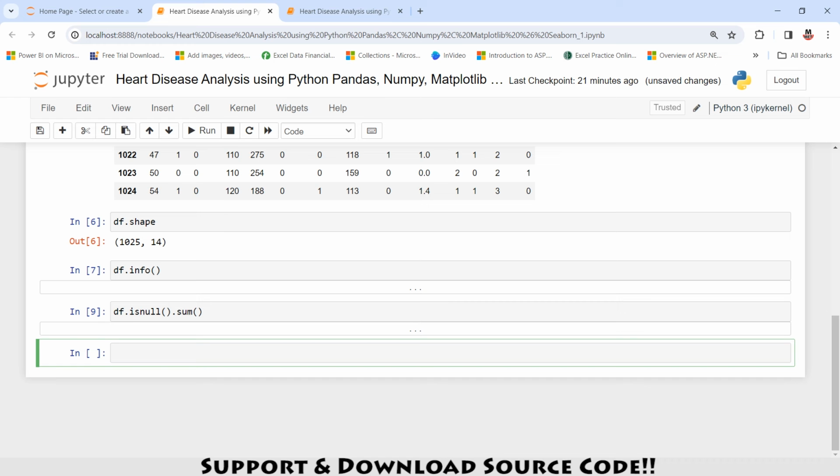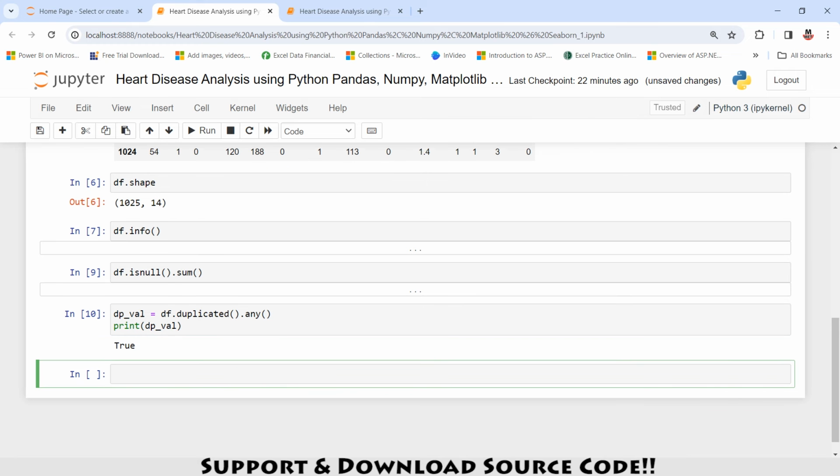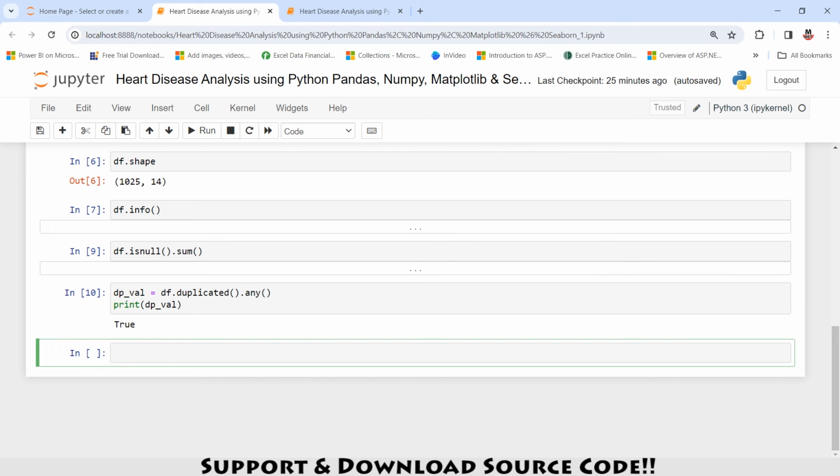Okay, fine. We check if there are any duplicate rows in our dataset. For this I will be typing df.duplicated().any, and I will store these in duplicate values and print these values. Press shift enter from my keyboard, it is saying True. True means I have duplicate values in my dataset. So now I have to remove all the duplicate values from my dataset. So for dropping the duplicate values, I will be typing df is equal to df.drop_duplicates.